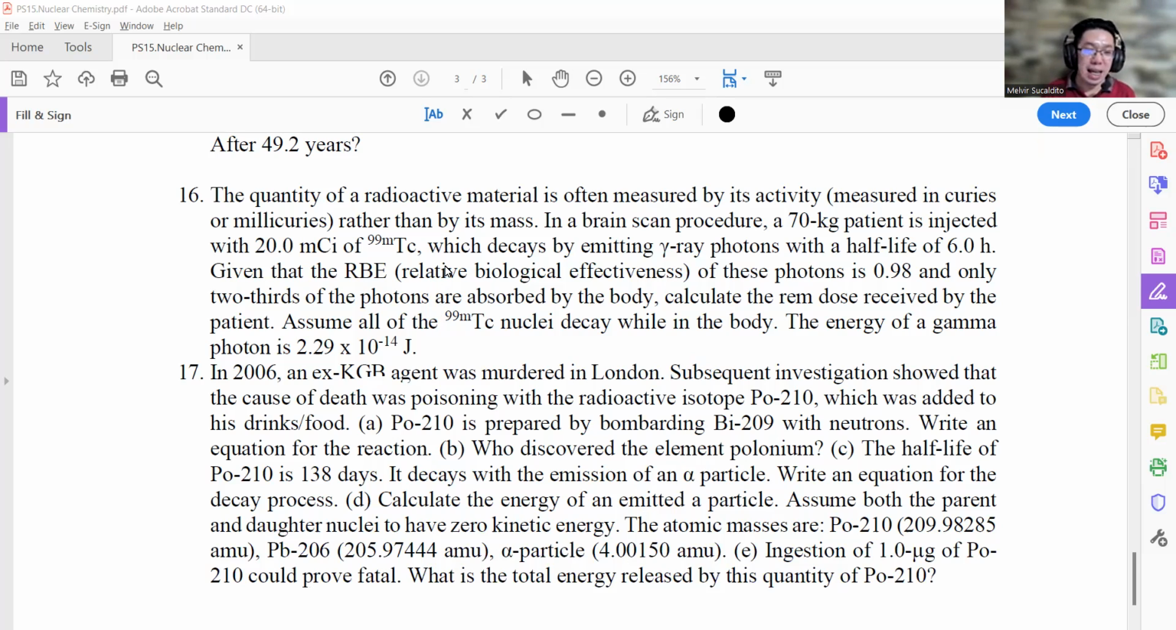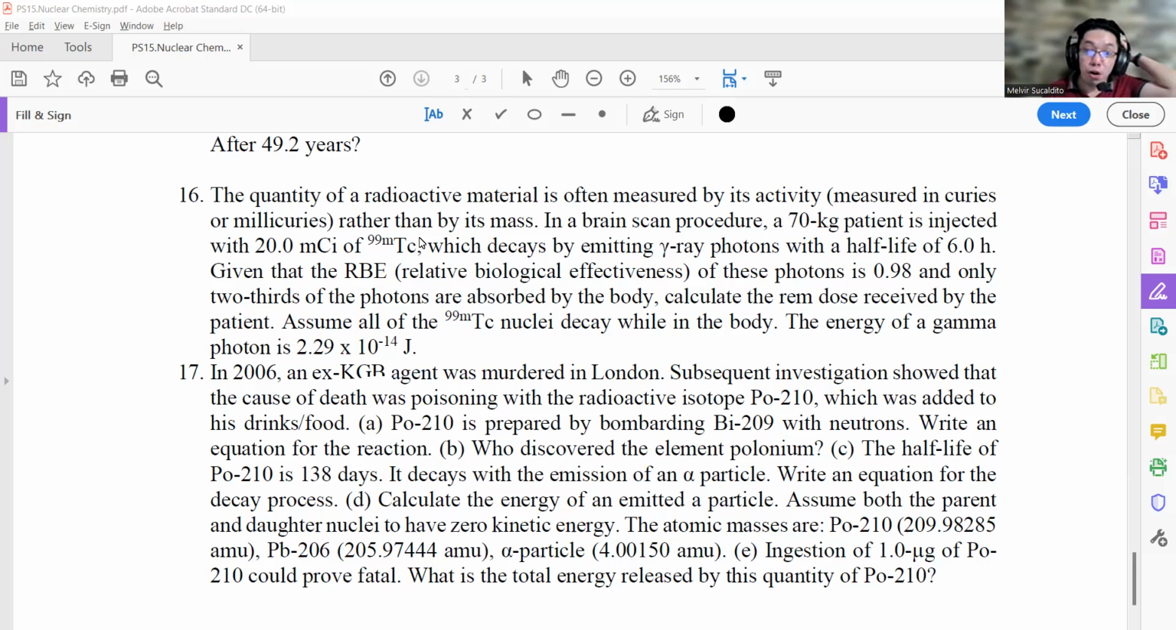Anyway, for number 16, ito muna tayo. This is also quite long, or it's more on understanding the problem. The quantity of a radioactive material is often measured by its activity. We know this already. Becquerel yung SI, measured in curies or millicuries rather than by its mass. So in a brain scan procedure, the patient is 70 kilograms, injected with 20 millicurie of 99m technetium. We know this already.